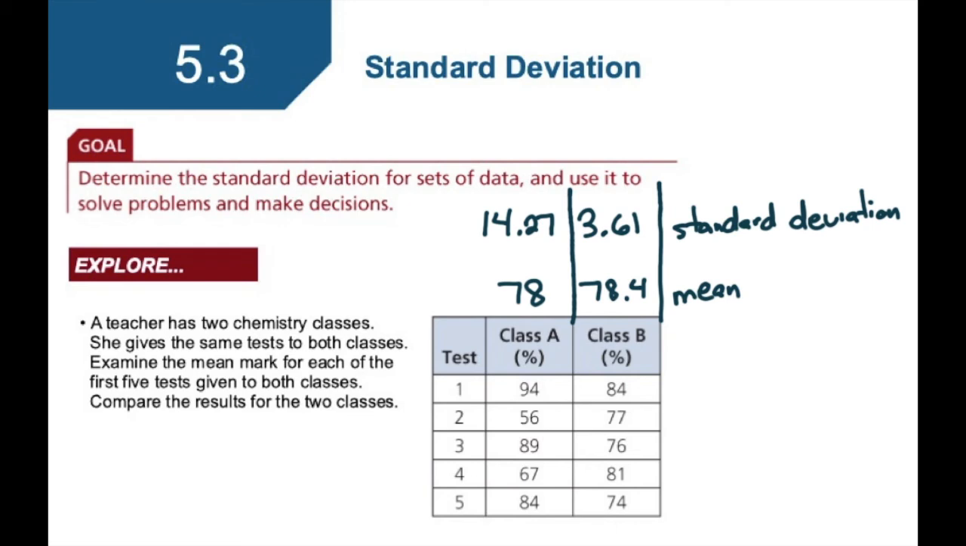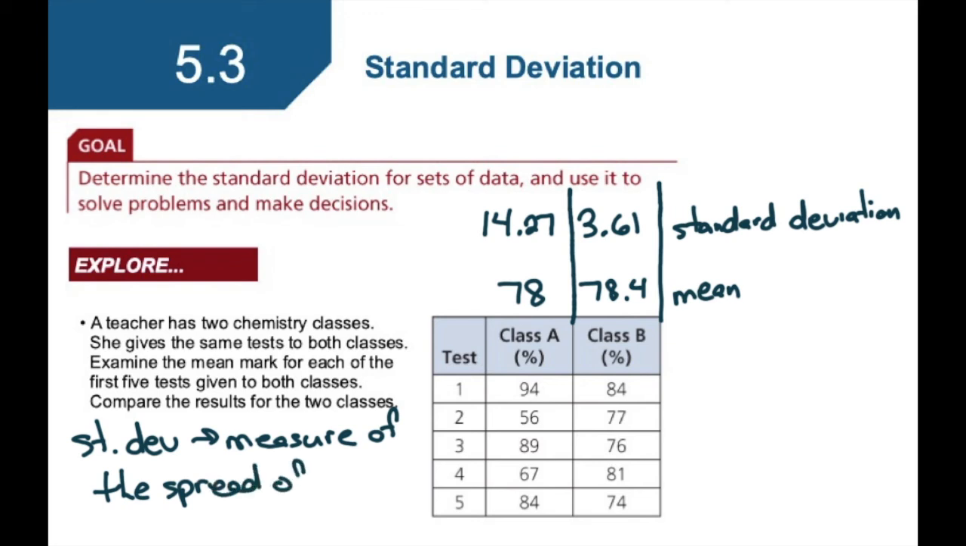Now, what the standard deviation tells us, it is a measure of the spread of data. It's similar to the range, except the range takes into account every piece of data and goes from the high point to the low point. The standard deviation takes it and it does a mathematical calculation to, in a way, average it out.